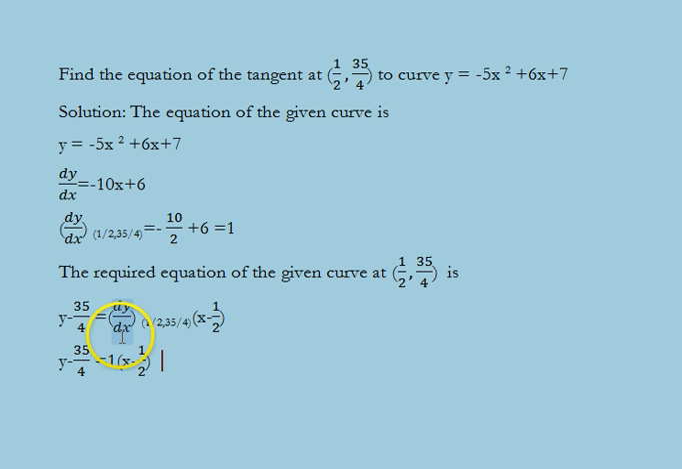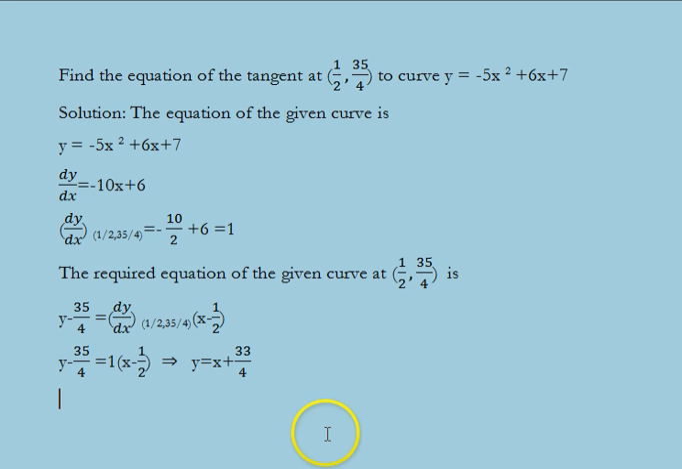Since the value of dy/dx at the given point is found to be 1, we have the equation as y minus 35/4 equal to 1 times (x minus 1/2), which can be simplified and rewritten as y equal to x plus 33/4. Thus we have found the equation of the tangent to the given curve at the given point. With this we conclude the lecture on applications of derivatives that was based on tangents and normals.